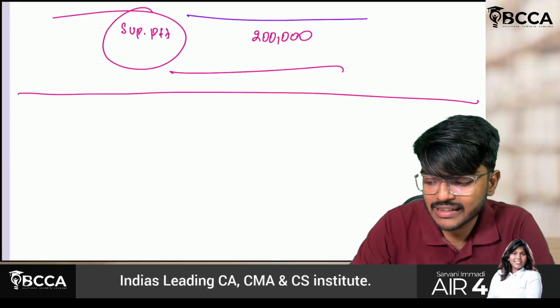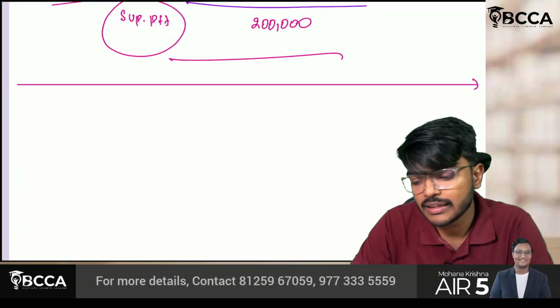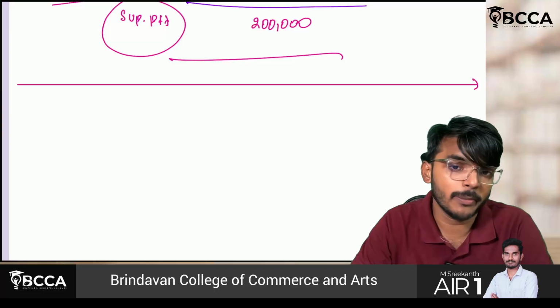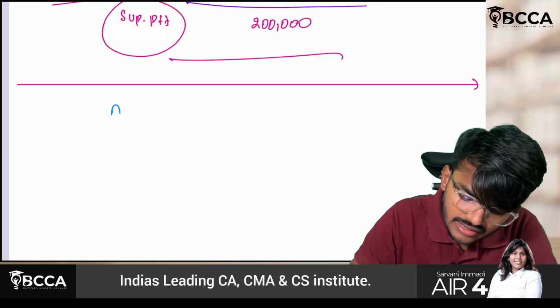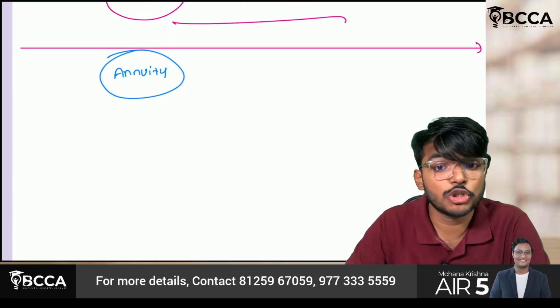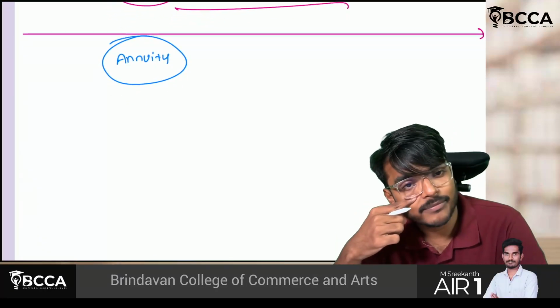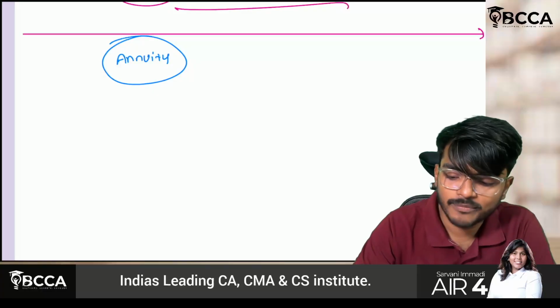Arey Baba, this is a little bit advanced method than the super profit method. Sir, this annuity method is considering time value of money. Sir, what is time value of money?